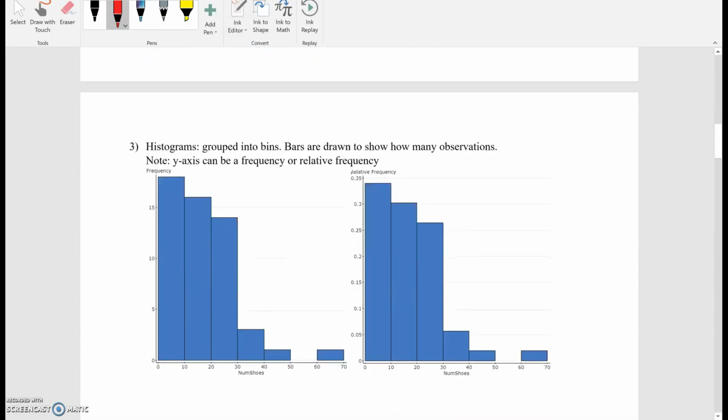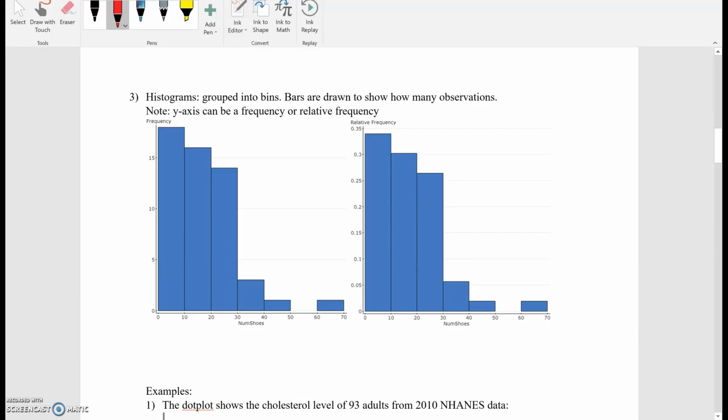Now, the last one, which is the one that we use the most, is called the histogram. A histogram is grouped into bins, and the bars are drawn to show how many observations you have. In this case, my x-axis is the number of shoes, the number of shoes that my students own.